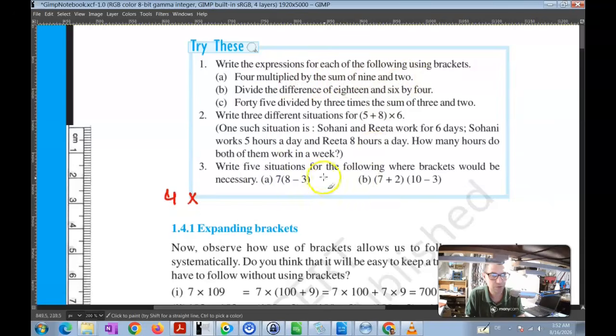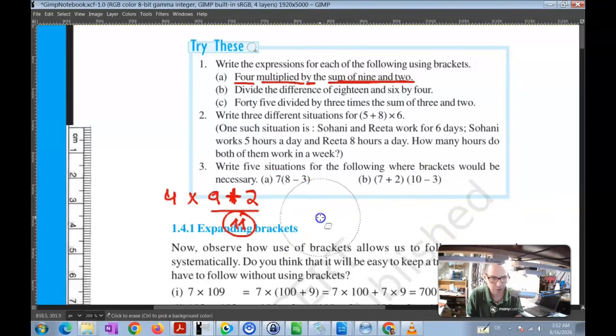The sum of 9 and 2, essentially sum means addition, right? So the sum of 9 and 2 would be 9 plus 2. Now the way this has been formulated, it means that 4 is going to be multiplied by the sum of 9 and 2. And the sum of 9 and 2 is 11, meaning that 4 is supposed to be multiplied by 11, which is equal to 44, right?